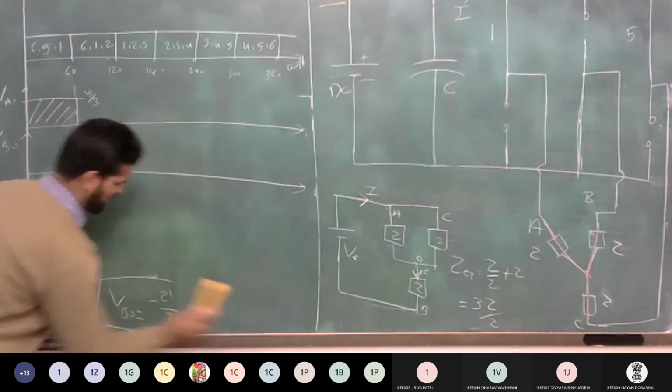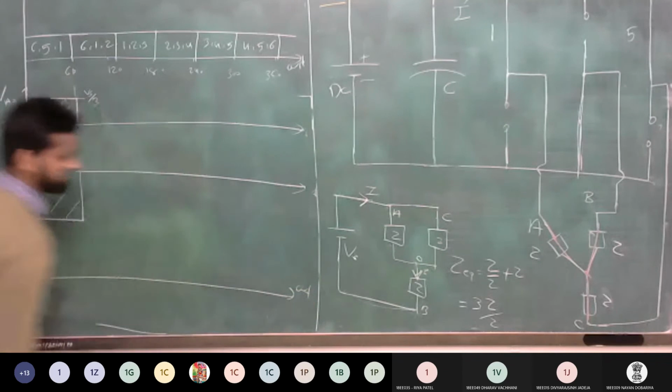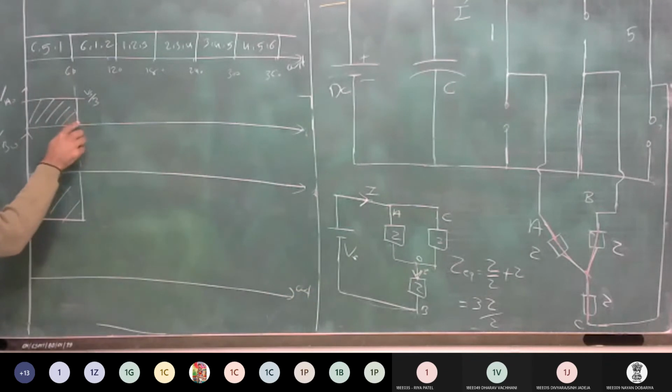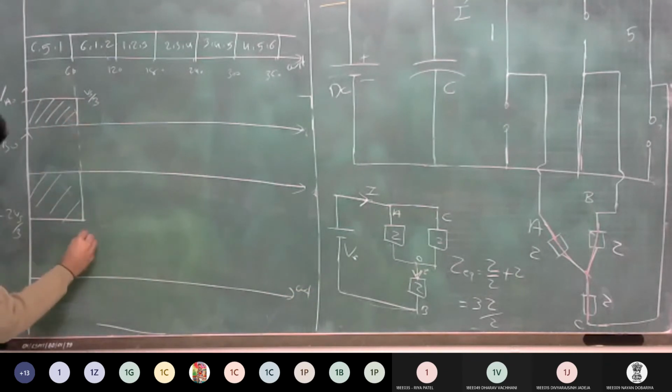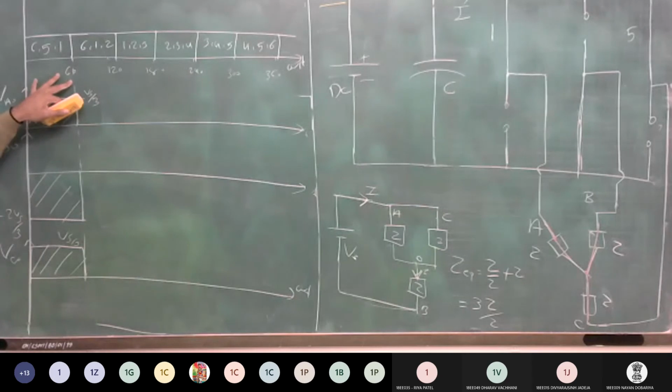Same way, draw the waveform for phase C. Phase C is the same as VAO. So draw the waveform for the first 60-degree interval of VCO. That is also Vs by 3. So that is the calculation of all the phase voltages VAO, VBO and VCO from 0 to 60 degree, where 6, 5 and 1 are conducting.